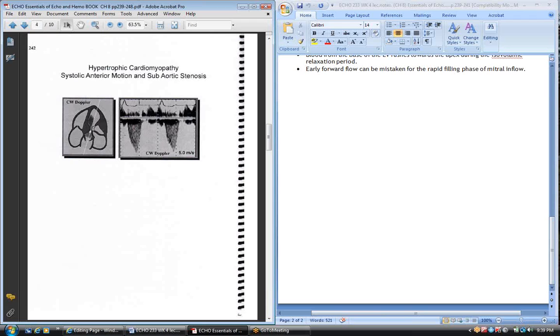This is referring to the systolic anterior motion. You have your aortic flow, and the late peaking, mid to late peaking, is right up against the aortic flow. So it almost makes it look like you're in an MR jet. But you can tell that this is the aorta, this is the peaking from the subaortic stenosis of the mitral valve.